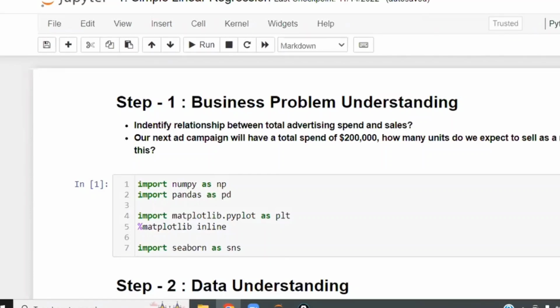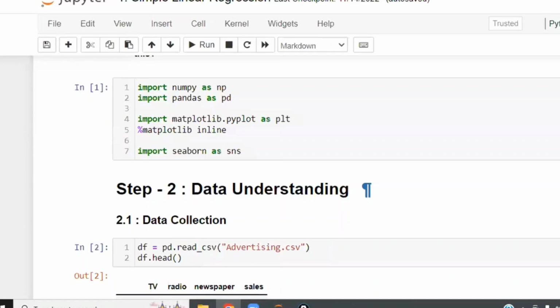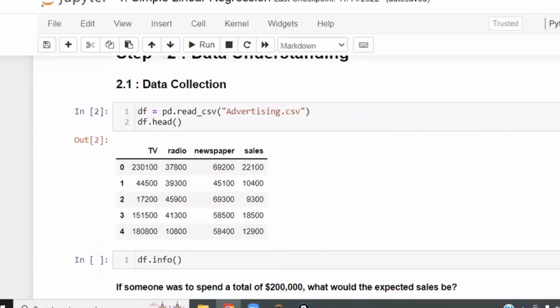Now they are asking for the relation between advertising spend versus sales. First, I have to identify that. For that, first I am going to collect the data. Whatever data was collected by the data engineer team, they are going to share it with me and I am going to load it. Okay, data collection is done.